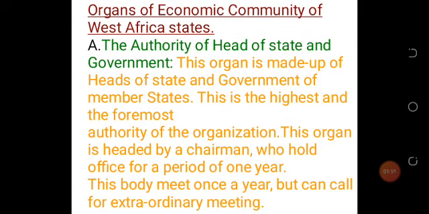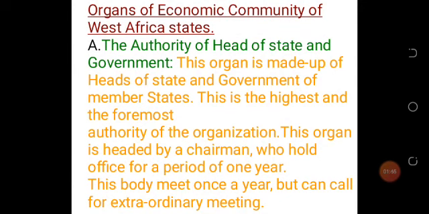This organ is headed by a chairman who holds office for a period of 1 year. This body meets once a year but can call for extraordinary meeting. How do I mean? Every meeting that is held is presided over by a chairman, and the chairman has the opportunity to use just one tenure, which is a year. Then after a year, there is need for another chairman to come in.